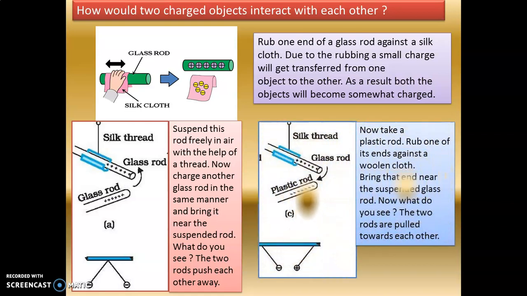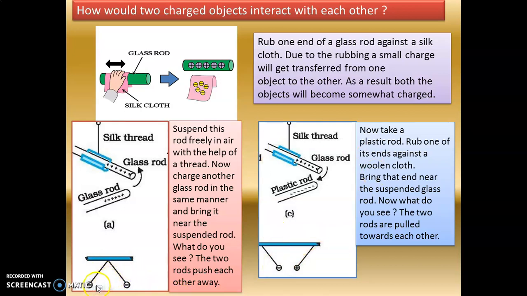Now in the same way, instead of a glass rod, I am taking a plastic rod or a plastic scale, and I am rubbing one end of it against a woolen cloth. In the previous experiment, I used silk cloth; now here, I am rubbing plastic with woolen cloth. And when I bring that plastic rod near the glass rod, what do you see here? You can see that both are coming close to each other. That is, the rods are pulled towards each other.